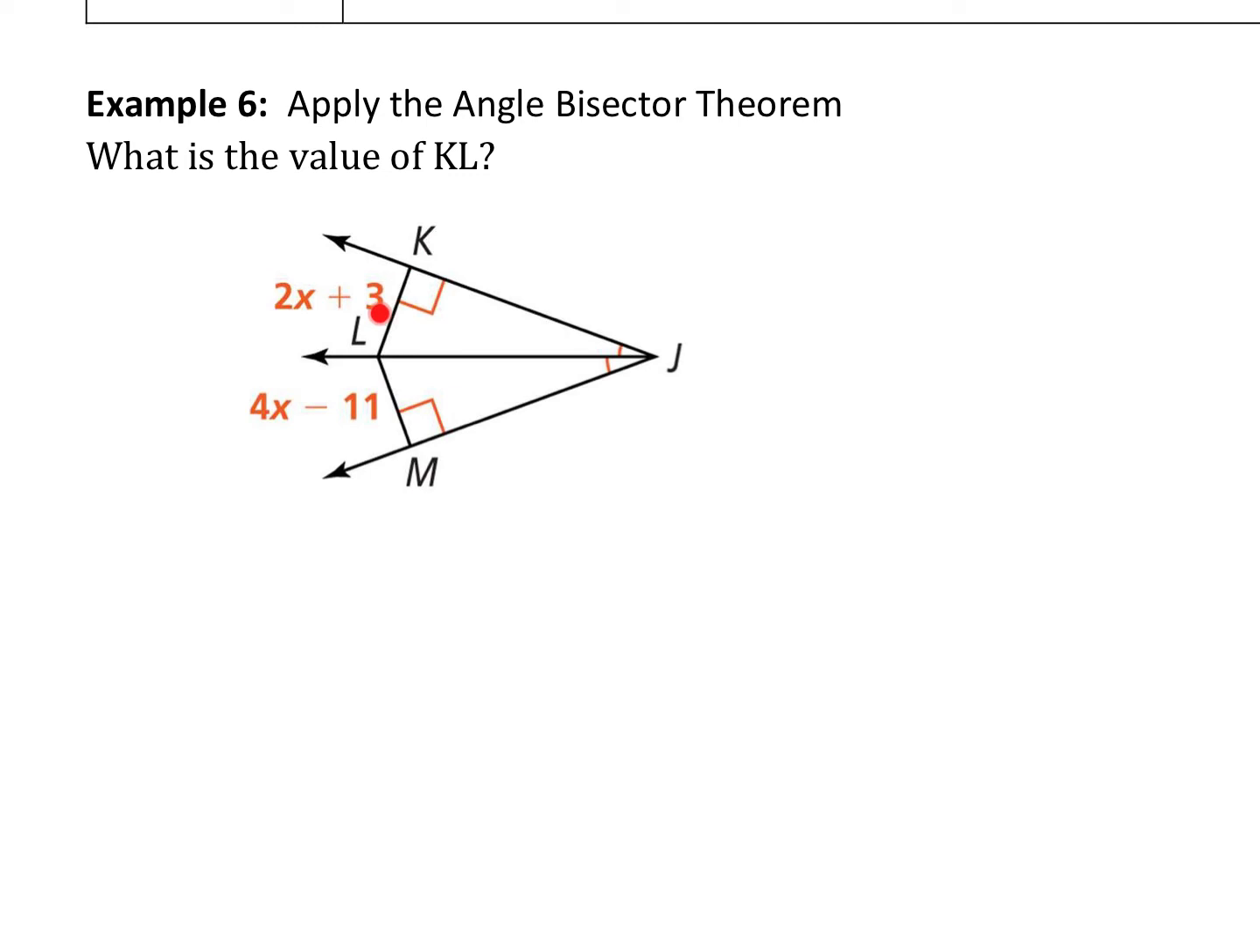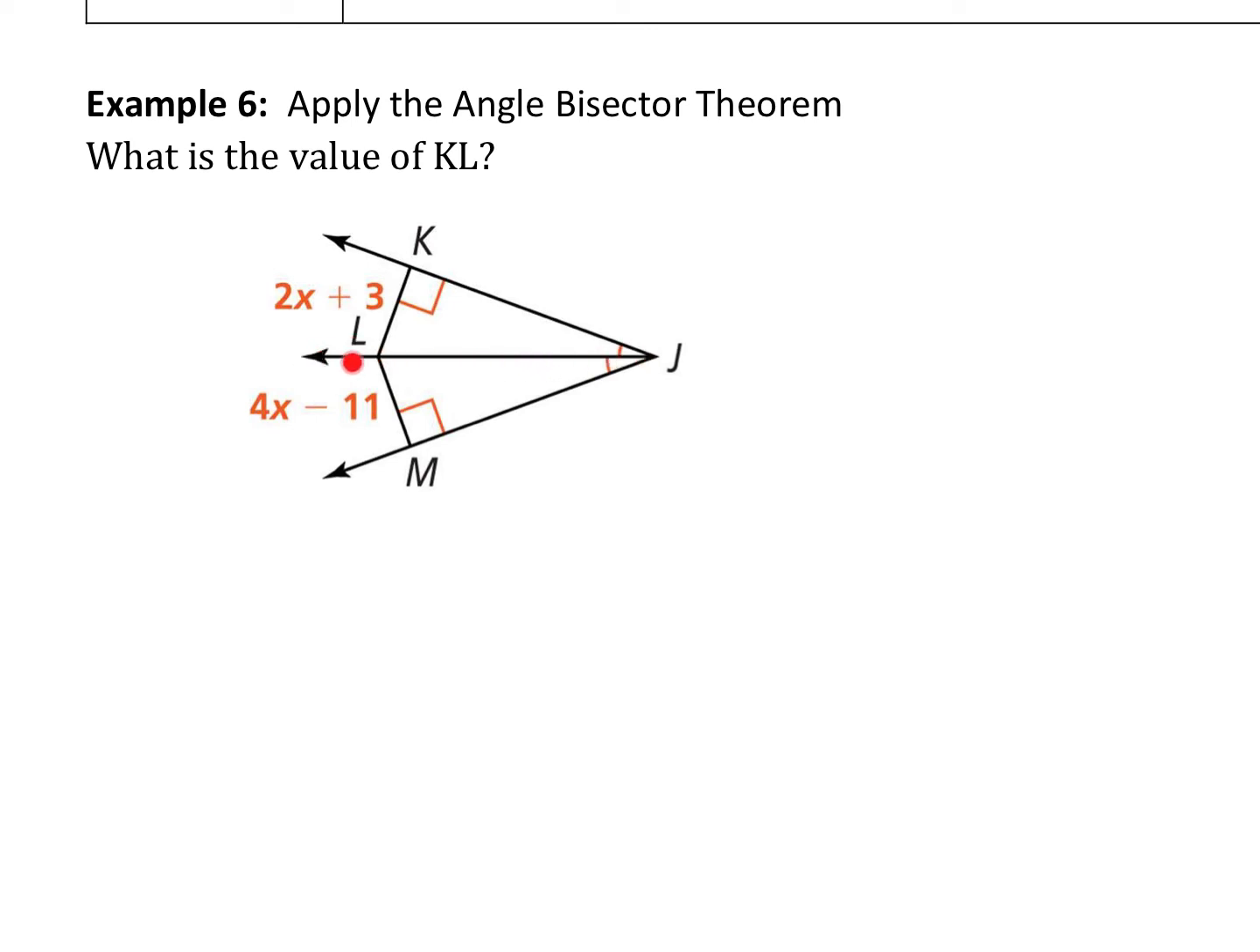Well, KL is 2x plus 3. So if we know the value of x, we can find the measure of KL. So let's figure out how we get that measure of x. We notice that we have over here angle J. Angle J has this ray JL coming out of it, which is producing two congruent angles right here. So angle KJM is being bisected by ray JL. So because we have two congruent angles, that makes JL an angle bisector.